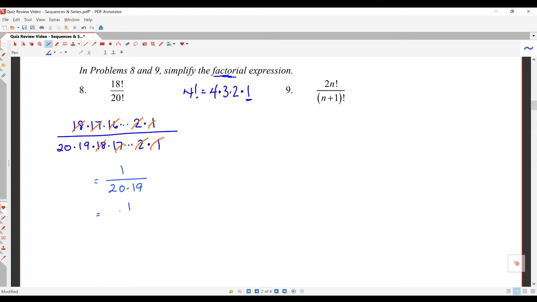And for this, if you need a calculator, that's fine. Double 19 gives you 38. So if you put a 0 on that, that just makes it 1 over 380.